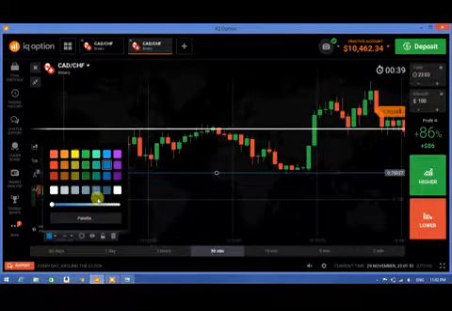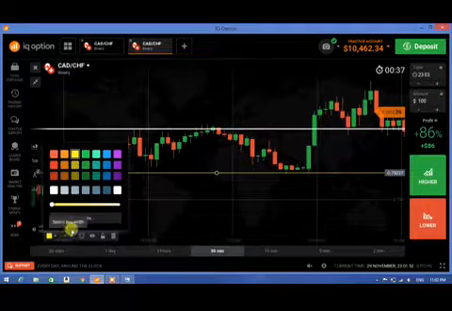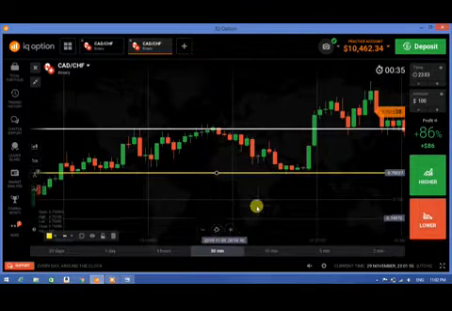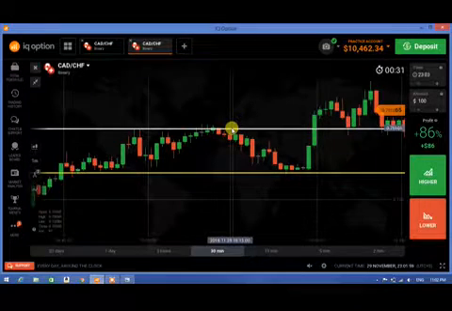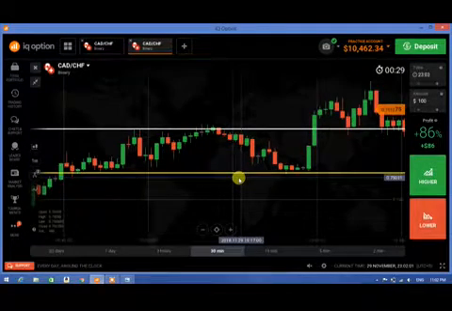Let's make it yellow and with a great width. Okay, so the white one is basically the resistance line and the yellow is the support line for the moment.